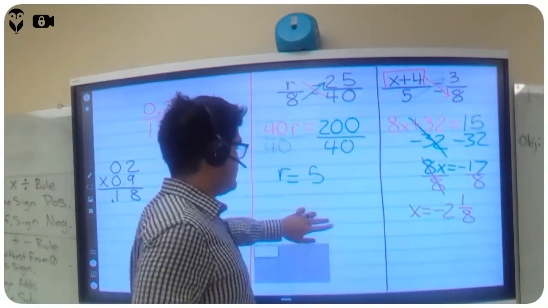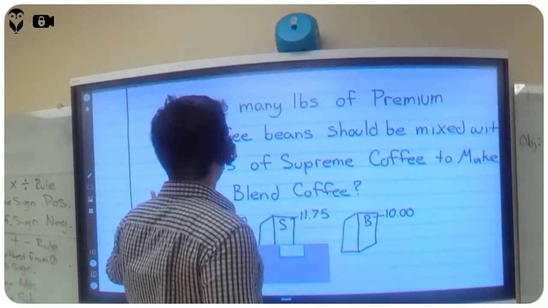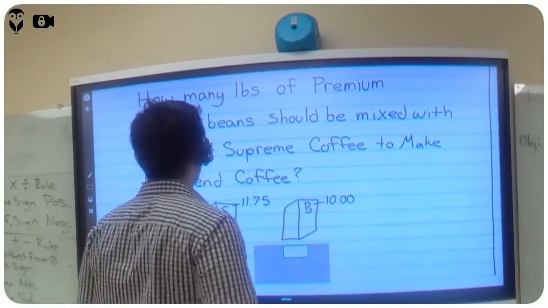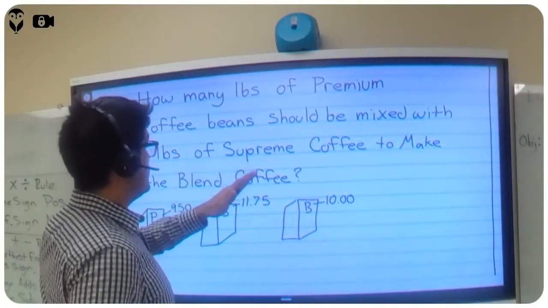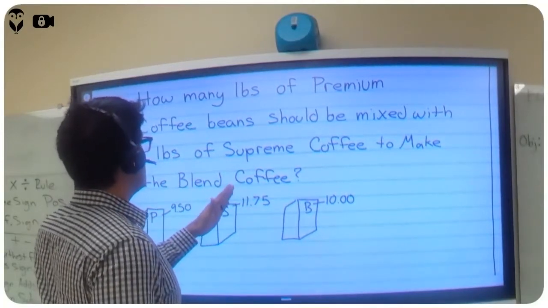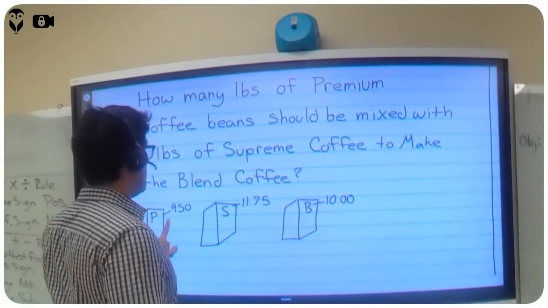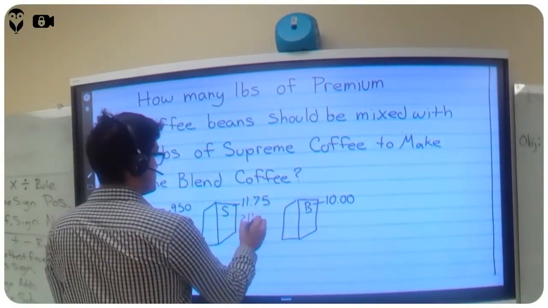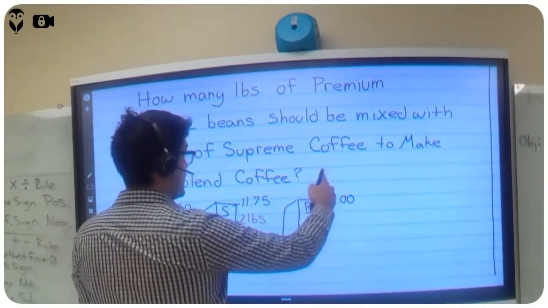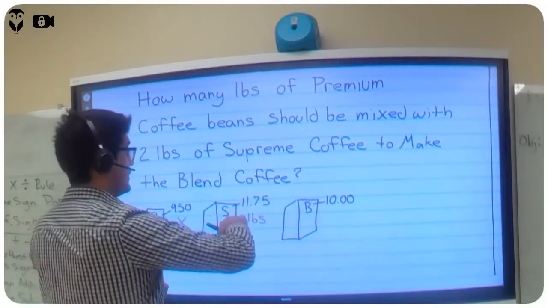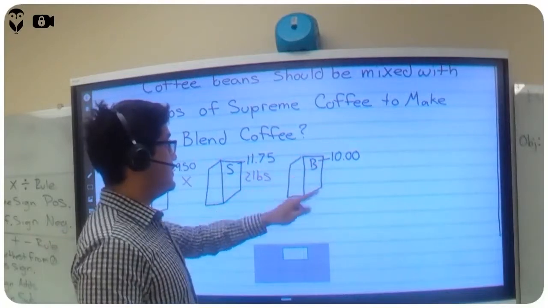All right. I was going to do two of these mixture problems, but it looks like I'm just going to do one of these mixture problems. Okay. So how many pounds of premium coffee beans should be mixed with 2 pounds of supreme coffee to make the blend coffee? So we have 2 pounds of supreme coffee. We don't know how much weight we have of the premium, but we know the end result has to be $10 worth. Okay, so it's $9.50 per pound, $11.75 per pound, $10 per pound.